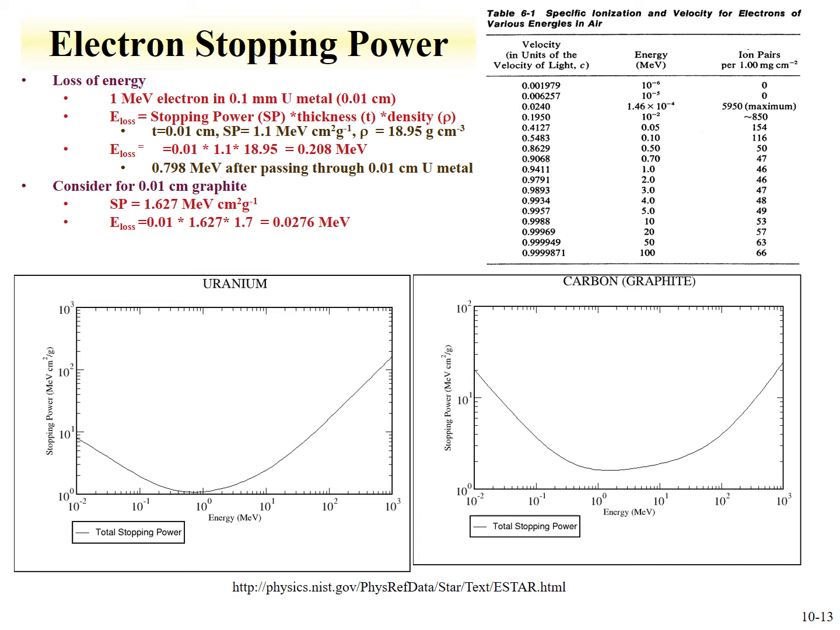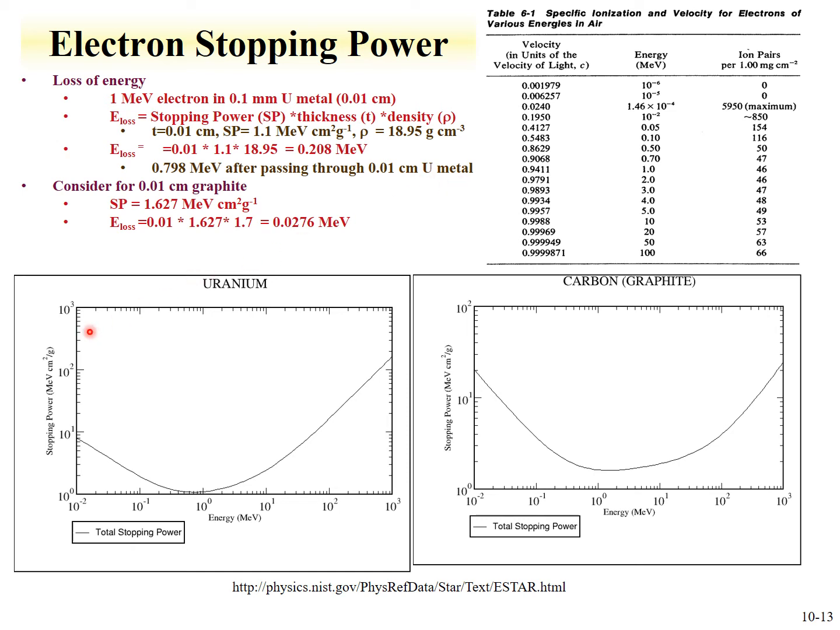So one would imagine that a 1 MeV electron would be able to traverse a 1/10 of a millimeter of uranium foil and have about 0.8 MeV after passing through it. If you consider this for graphite, we can do the same thing. We can look up the value for graphite. We see that it's a much smaller energy loss for graphite. Now, one can evaluate, so here is shown the figures for uranium and the figures for graphite.